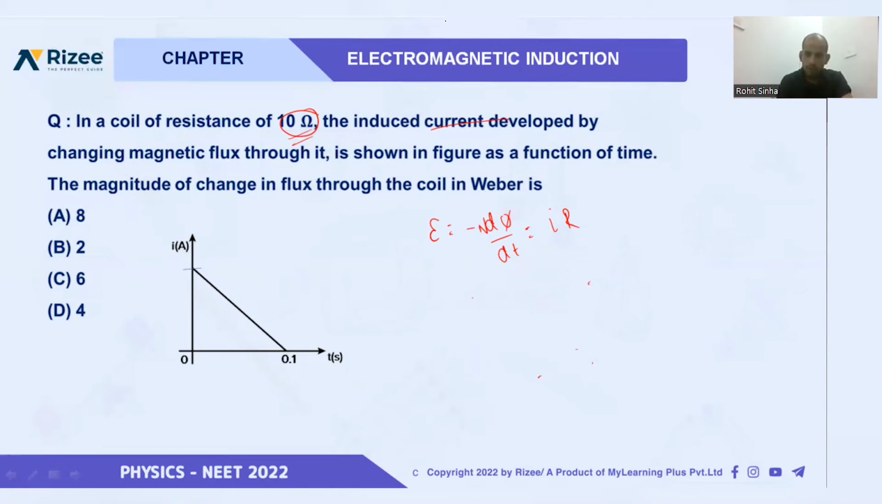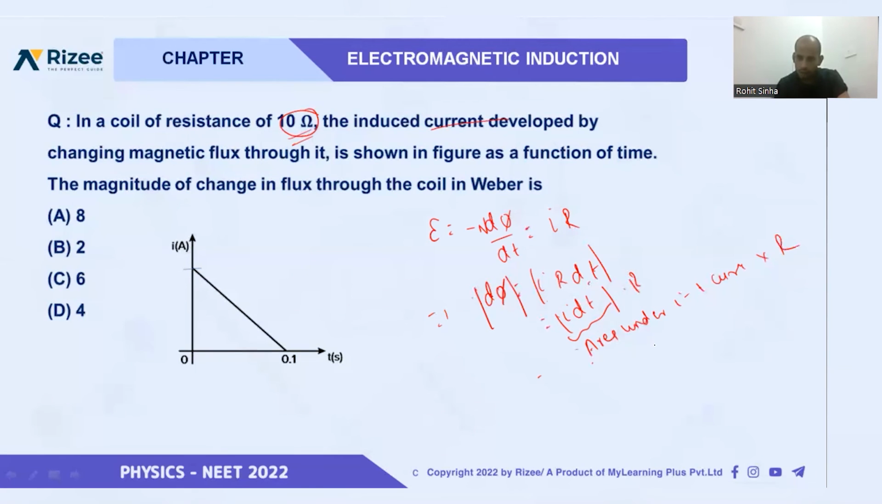We should do it like this. d phi is equal to how much? d phi should be equal to I, R, and dt. Taking mod of this, what can we do? We can say it is I dt into R. That means area under the I-t curve into R, the resistance.